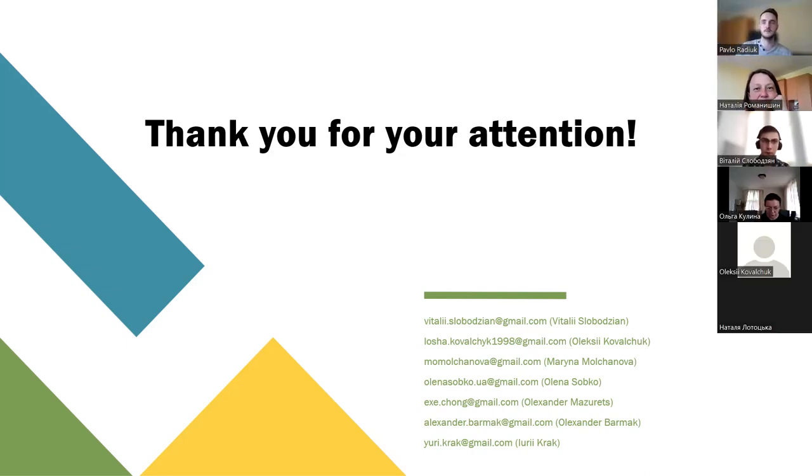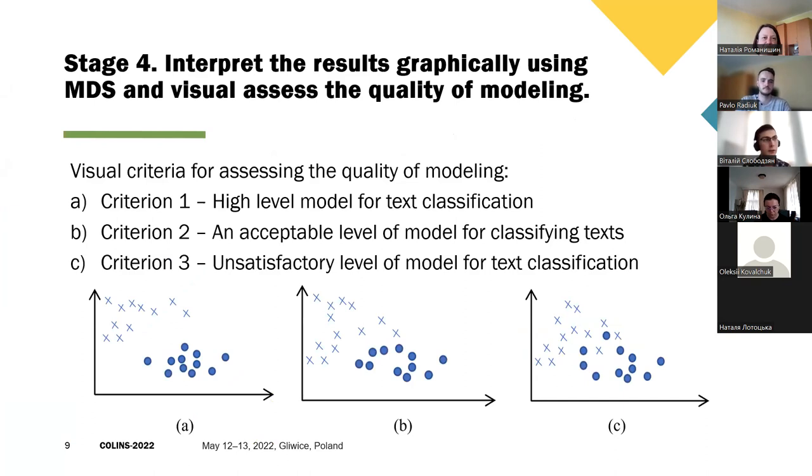I have a question. How did you measure the results of your method? The results of our method were measured visually. We used multi-dimensional scaling to visually present the results of our classification. I can probably return to the slide. And using one of these criteria, we accept the quality of this model. I hope it answered the question. All right, thank you, understood.